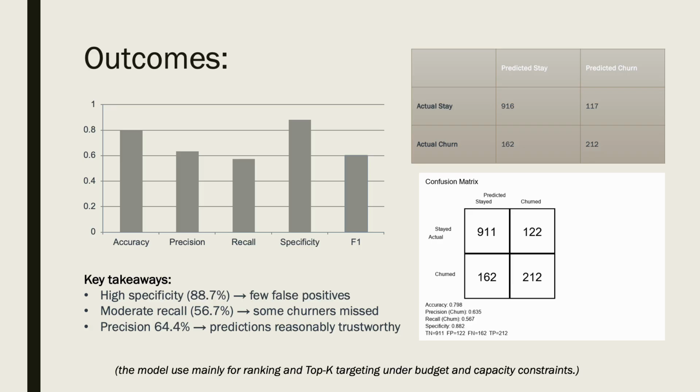specificity. As the outcome shows, the accuracy is about 0.8, so the overall performance is solid. The business-relevant metrics show that specificity is around 0.88, meaning fewer offers will be wasted on customers who will stay anyway. Recall is around 0.57, meaning some real churners will still be missed. And precision is around 0.64, which means the high-risk list is reasonably trustworthy.